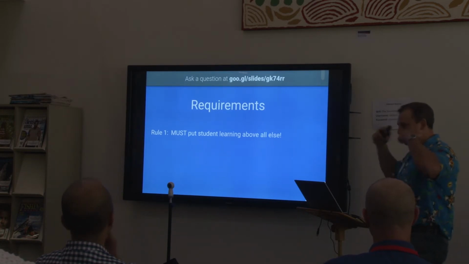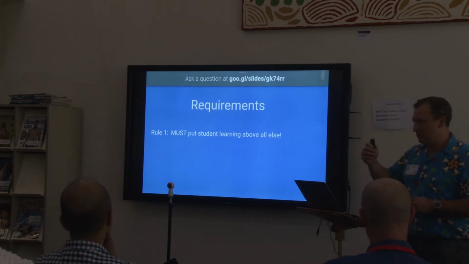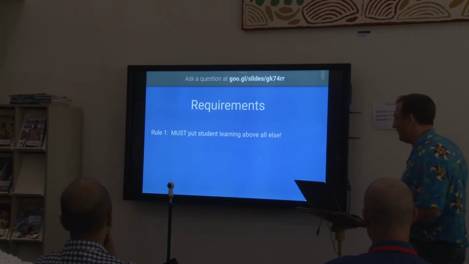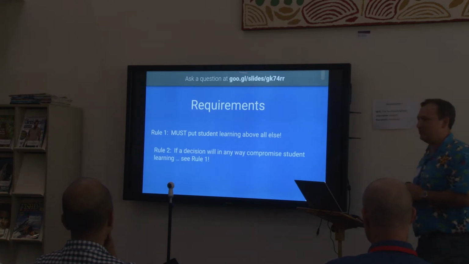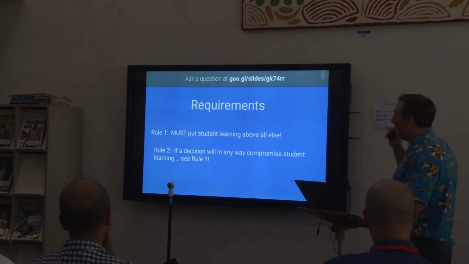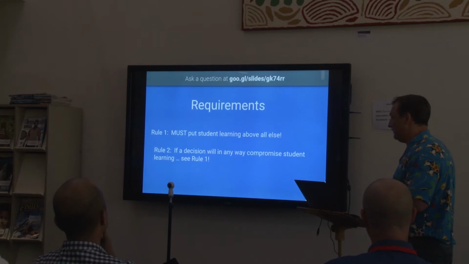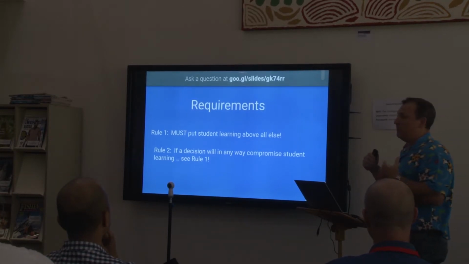Now, you might immediately be thinking of an edge case of, well, what about this situation? Well, I've got a second rule. So there's two main rules, and then after that I go to other things. The second rule is, if a decision will in any way compromise student learning, see rule 1. Okay, so I can't emphasise that enough. And this made it really easy when I started making design decisions for writing the applications, because it was really obvious.